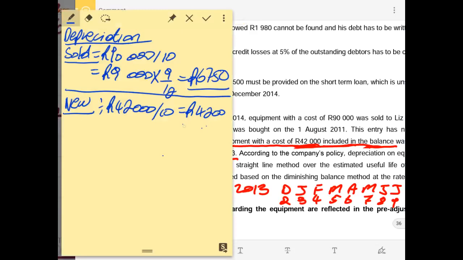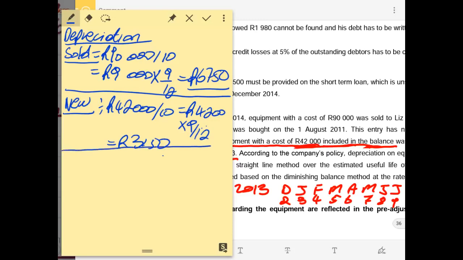So we also have to multiply by 9 divided by 12. This will give us the depreciation for the current year for the new equipment, which is 3,150 rands. Therefore now we are done with that.